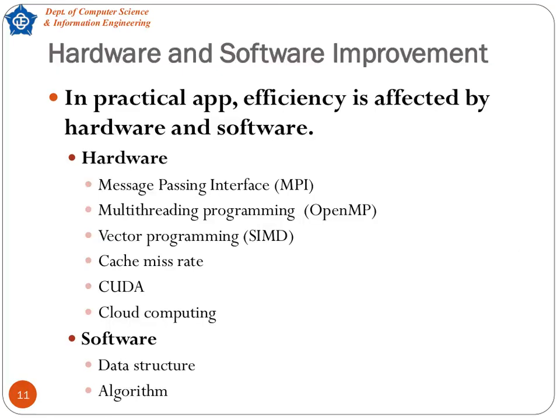Building on our earlier discussion of AI-driven algorithms, let's dive into the two pillars of practical performance: hardware and software. On the hardware side, we can squeeze out efficiency with MPI for message passing, OpenMP for multi-threading, SIMD vectorization, careful cache miss tuning, GPU acceleration using CUDA, and even elastic scaling in the cloud. On the software front, picking the right data structures and crafting efficient algorithms delivers dramatic speedups. By combining these hardware and software optimizations, we unlock peak performance in real-world applications.